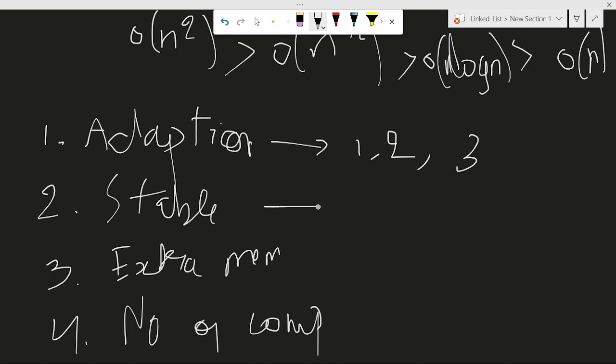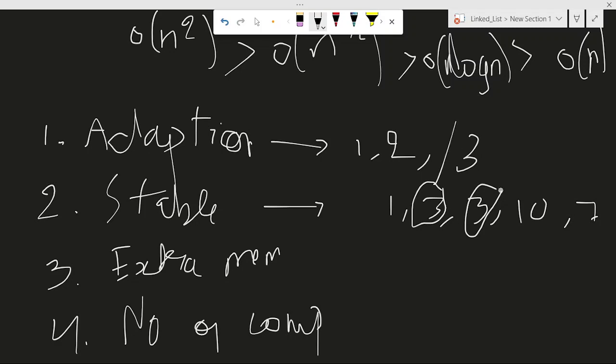What are stable techniques? Imagine I have sent values like 1 3 3 and again some values like 10, 7. It should sort, but it should not change the position of this 3 and this 3. Actually this 3 and this 3 have no difference in terms of the data they have, but they should not change their actual positions. They should not be exchanged or anything. This should not happen.